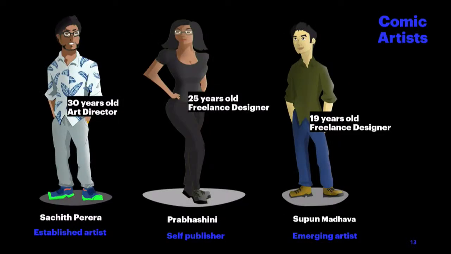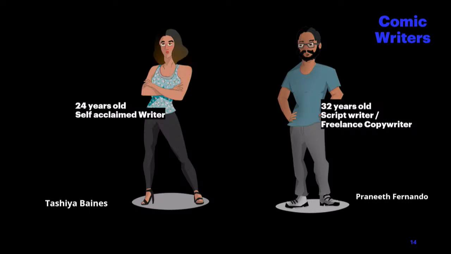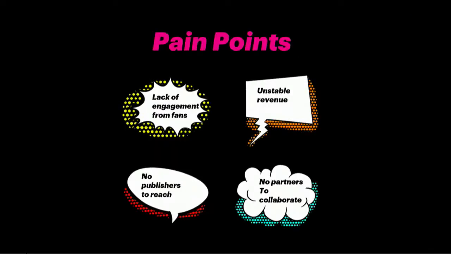So here you can see Sachit Pereira, who is an established artist, and then we have Prabhashini, who is a self-publisher, and there's Supun, who is an emerging artist. And then there are two types of comic writers: self-acclaimed writers and also script writers, or rather freelance copywriters. And then these were the pain points that I recognized after conducting interviews: lack of engagement from fans, unstable revenue, no publishers to reach, and also no partners to collaborate.